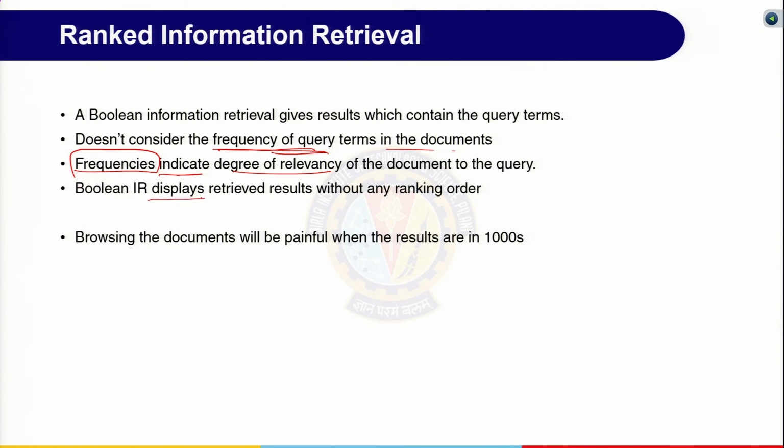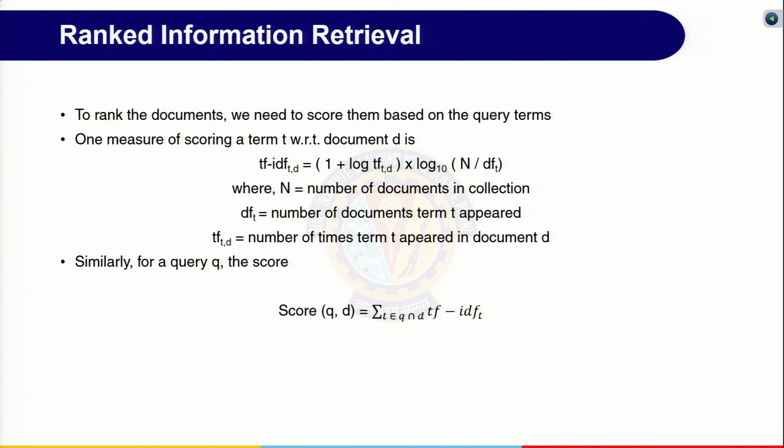And the Boolean IR retrieves results without any ranking order. They just say, hey, you gave me this term and these are the documents I can see clearly have a mention of this term. And that is all that I can give you. So in that case, browsing the documents will be very painful when you have results in the tune of thousands. So in order to rank the documents, what we are going to use is something called a TF-IDF score.